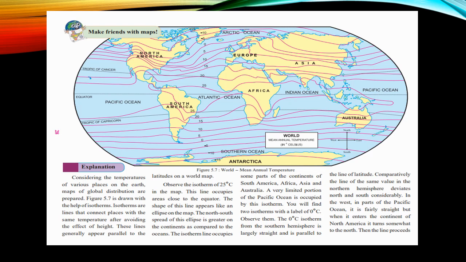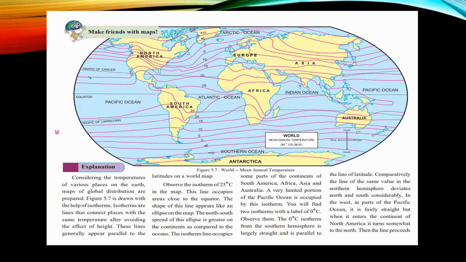Observe the isotherm of 25 degrees Celsius in the map. This line occupies area close to the equator. Yes, you can see the 25 degree line where it is closer to the equator. The shape of this line appears like an ellipse on a map. Look at its shape. The north-south spread of this ellipse is greater on the continents as compared to the oceans. The isotherm lines occupy some parts of the continents of South America, Africa, Asia and Australia.